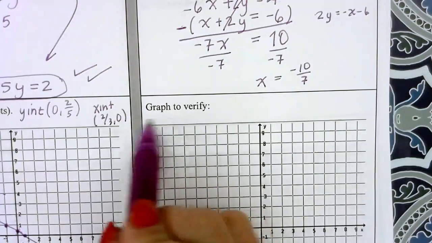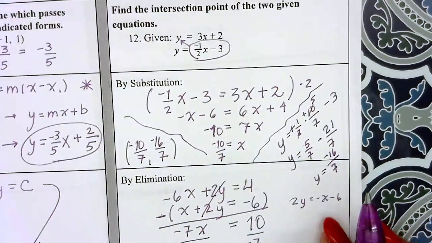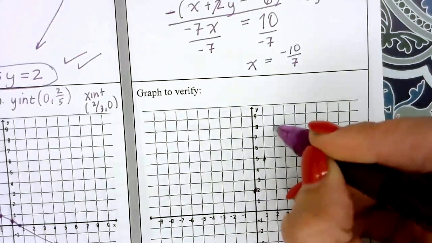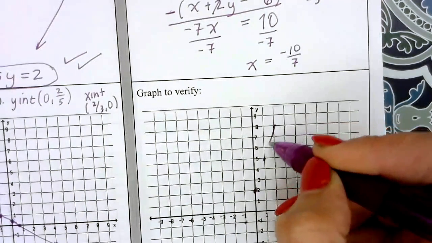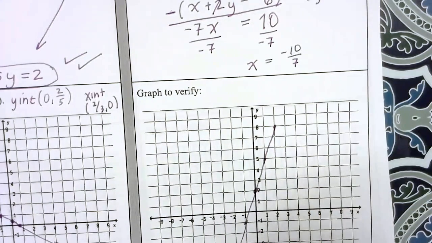Graph to verify. I didn't give you any way to particularly graph these, so we could go about it any way you would like. Y equals 3x plus 2, so here's 2. Up 3 over 1, up 3 over 1, down 3 over 1 to the left, okay? So I have this. I'm just going to draw as neatly as I can without a ruler. I apologize. And there we go.